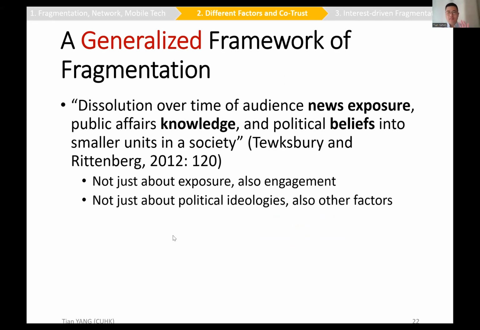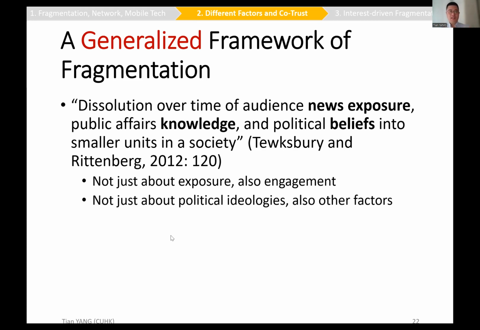Okay, so again, let me give you some theoretical background on this. It is still about fragmentation. So people believe that fragmentation is about people split into groups, and each group contains only like-minded people having the same news styles. But when we think about the general idea of audience fragmentation, actually, the broader definition thinks of fragmentation as the dissolution of audience into smaller units in a society regarding news styles or information consumed, as well as the engagement with the information and the cognition brought from such an engagement.